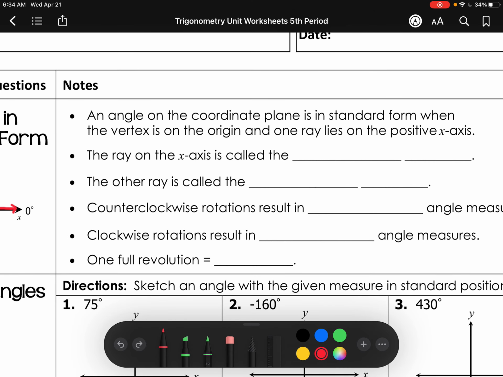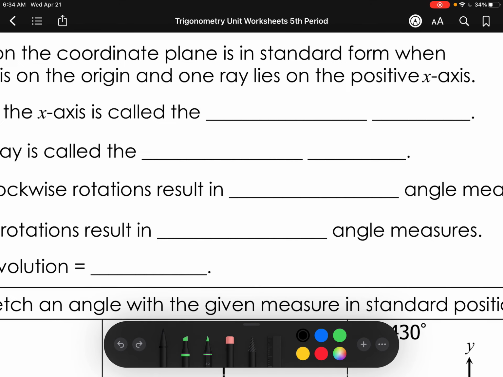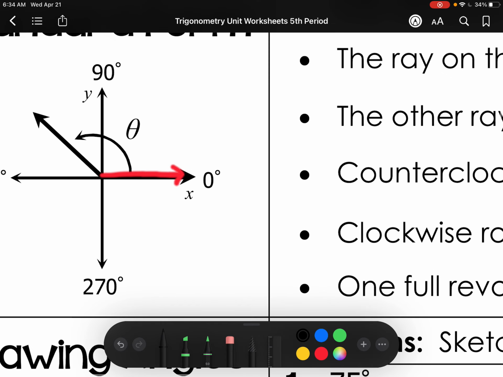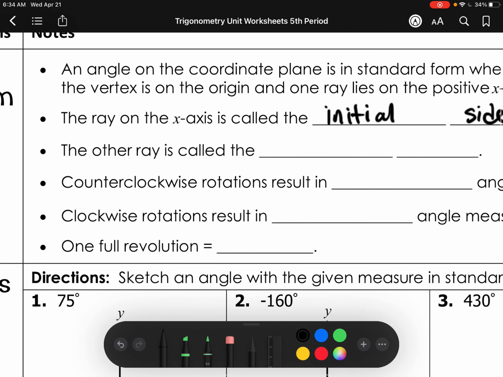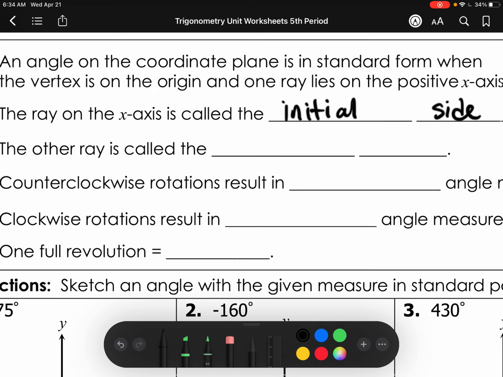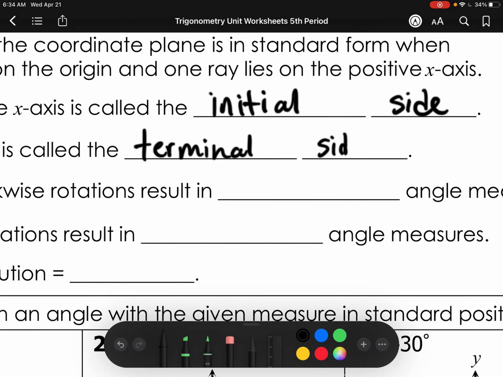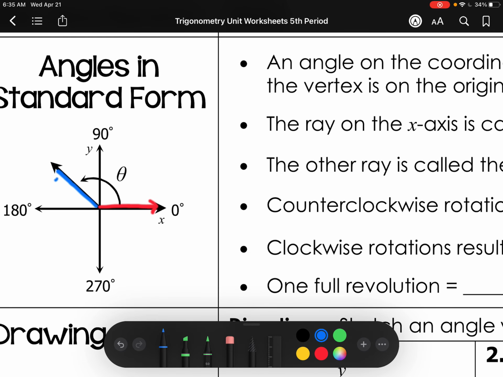The next bullet point says the ray on the x-axis is called the initial side. So the red ray that I just labeled, that is called the initial side. That's where the angle starts. Then the other ray is called the terminal side, and I'm going to label that one in blue. So this right here would be the terminal side.